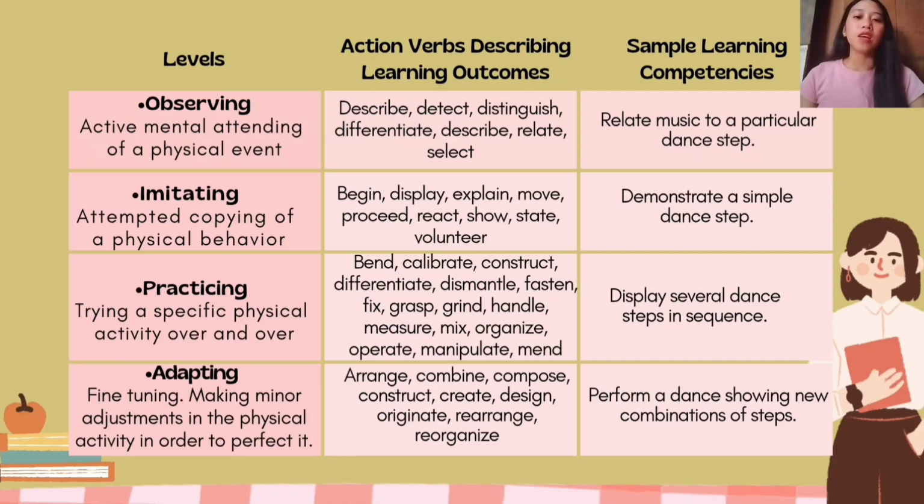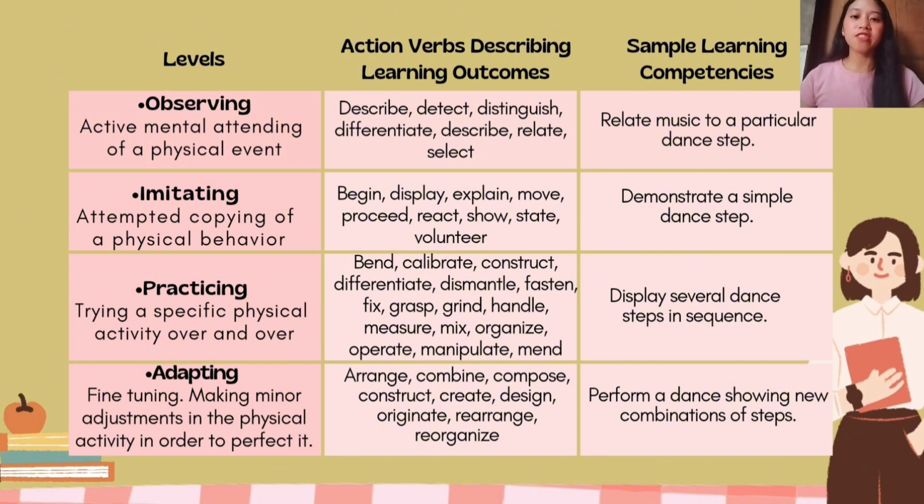The first, observing. This initial level involves active mental attending of a physical event. Action verbs include describe, detect, and distinguish. Next, imitating. At this level, learners attempt to copy a physical behavior. Its action verbs include begin, display, and explain.